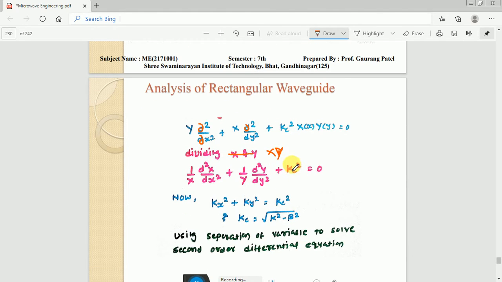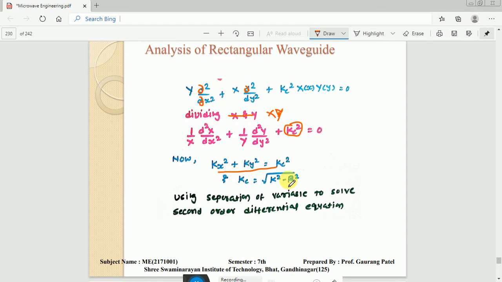Now we already know kc square can be written as kx square plus ky square. That is, we have written kc square in terms of its rectangular components, and kc is equal to square root of k square minus beta square. Using this fact in the above equation and using separation of variables, we can solve this second order differential equation.